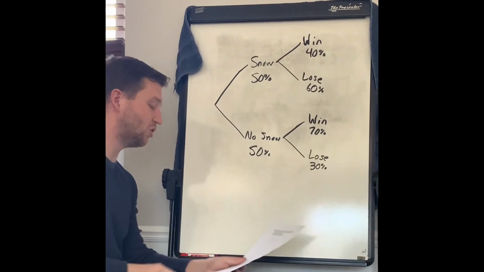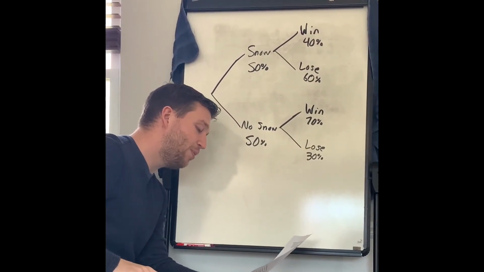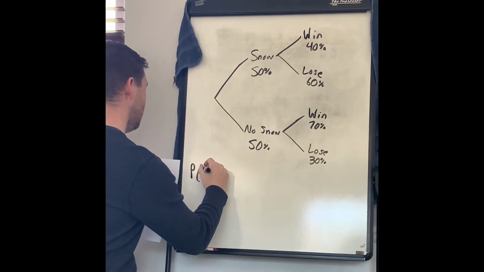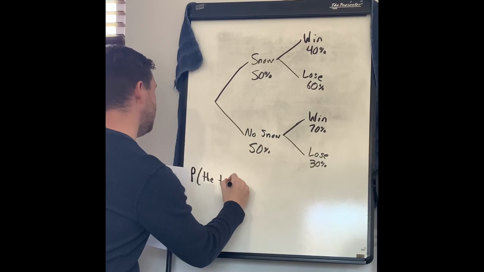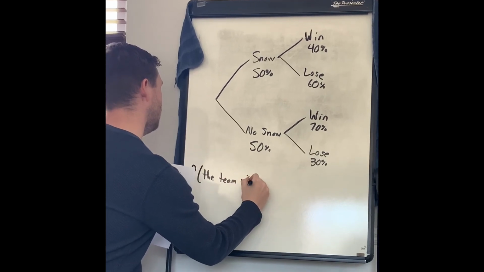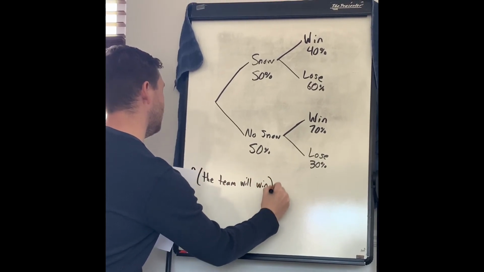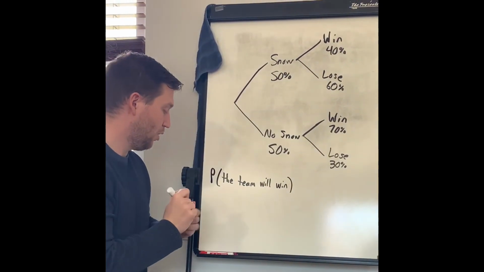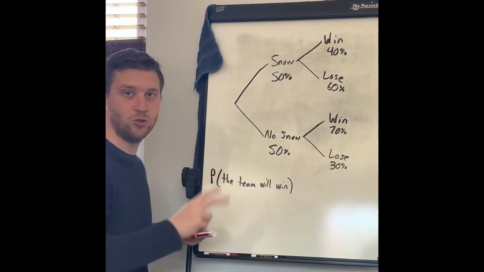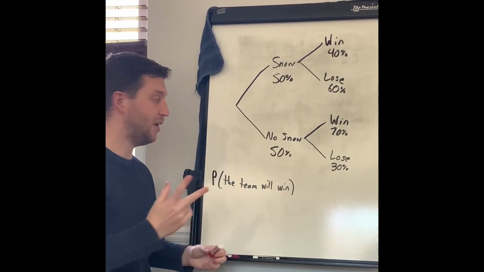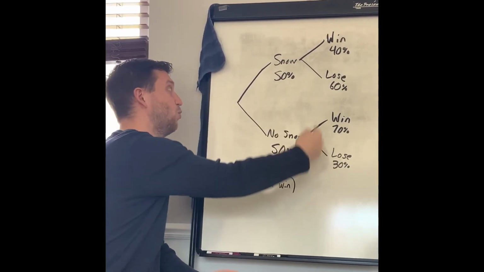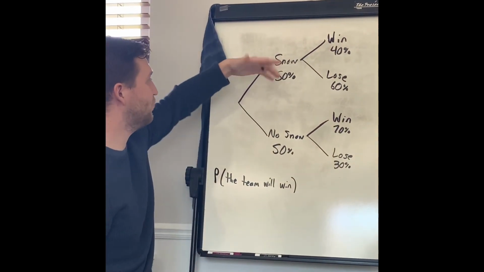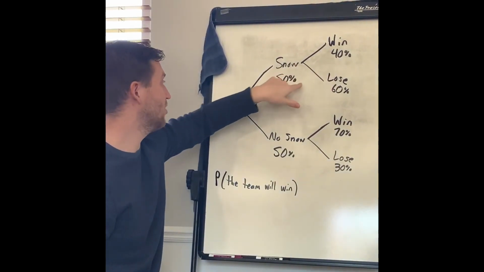Now let's look at what the question says. Find the probability that the team will win. Okay, and this one's a little different because there are two scenarios where the team wins. They can win when it doesn't snow, and they can win when it does snow. So here's what we have to do. Let's start with the top. Let's find out the probability of them winning when it snows.